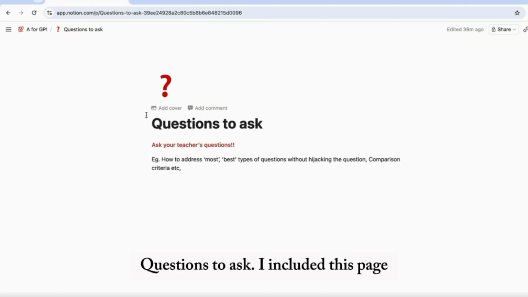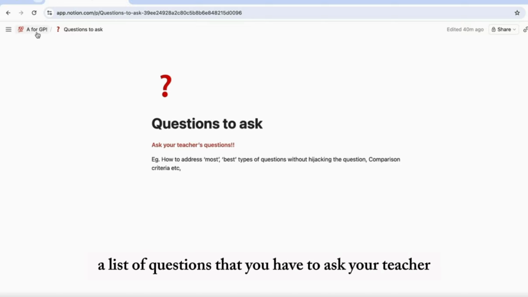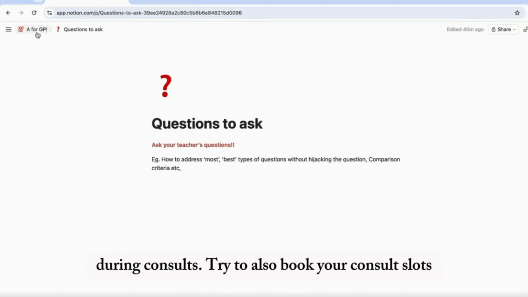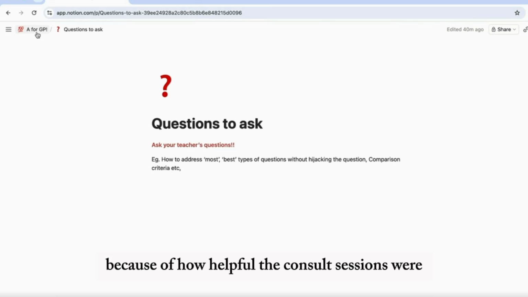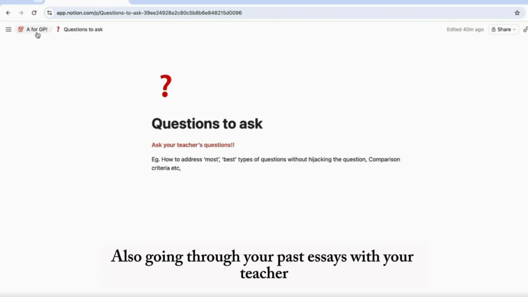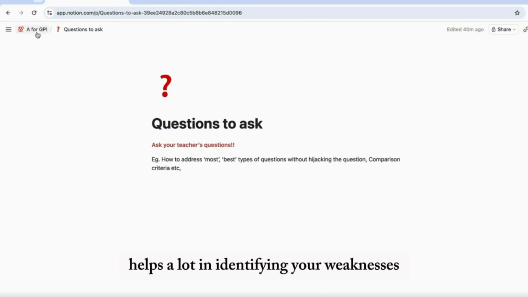I included this page because I think it's incredibly important for you to consolidate a list of questions that you have to ask your teacher during consults. Try to also book your consult slots early, as I only started booking my consult 3 weeks before my A-levels and wish I started way earlier because of how helpful the consult sessions were. Also, going through your past essays with your teacher helps a lot in identifying your weaknesses and key mistakes that you may not know about.